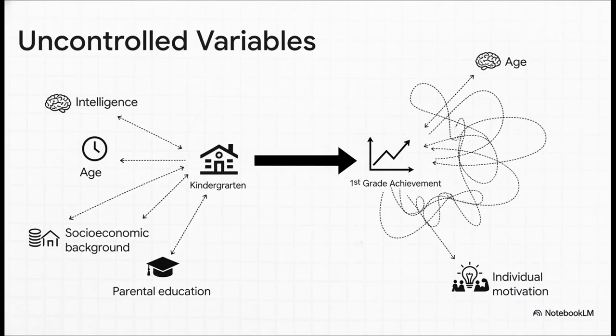I mean, just look at some of these. In our kindergarten study, could a kid's personal motivation affect their grades? Of course. What about their parents' education level? For sure. Researchers try their best to account for these things, but it's impossible to control for everything. We call these confounding variables, and they're what make experiments on people so challenging.